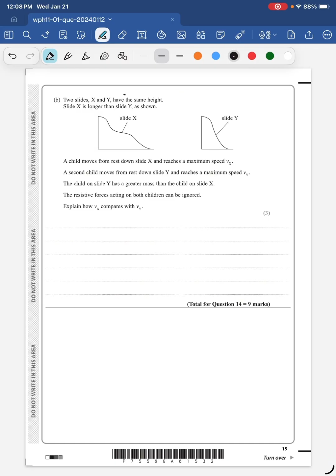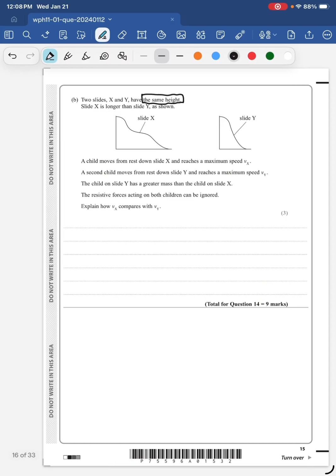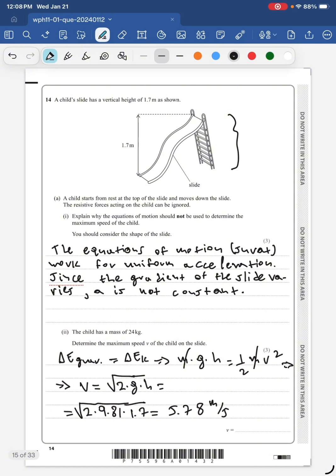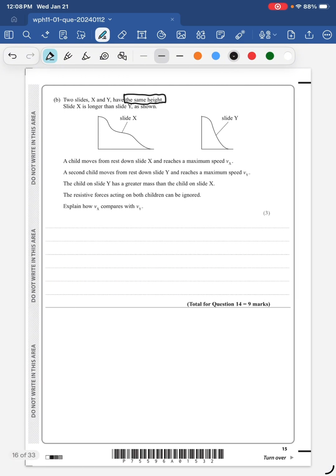The same height, okay? Same height. What did we find here? What did I tell you? That the mass drops out, okay? So it's the same case. I mean, if you ignore resistive forces. If they told you that there are resistive forces, the final speeds would not be equal. There would be changes needed and adjustments, but this is not the case. So immediately you can write Vx is equal.